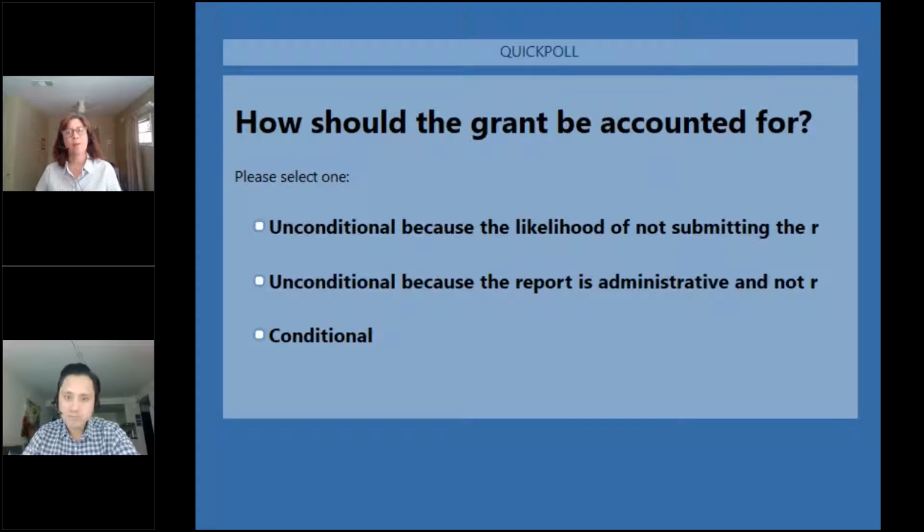I don't know if you can see the whole thing. Let me just read that for you real quick. The choices are: unconditional because the likelihood of not submitting the report is remote; unconditional because the report is administrative and not related to the purpose of the grant; or it's conditional.